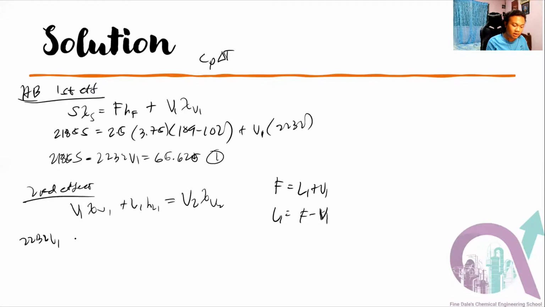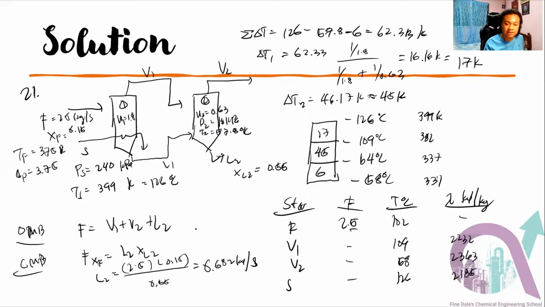2232 V1 plus 2.5 minus V1 times 3.75. So HL1 here, he made it as a CP delta T also. Okay, CP delta T also. So 109.64. 64 is the temperature of the second effect. Okay, it is 64.